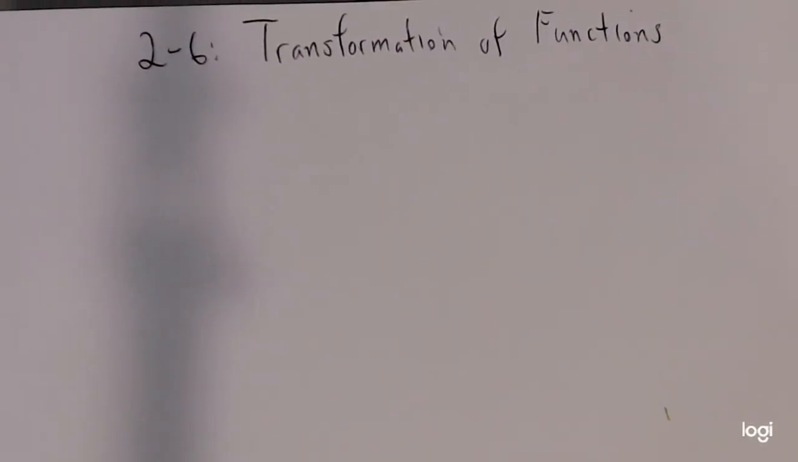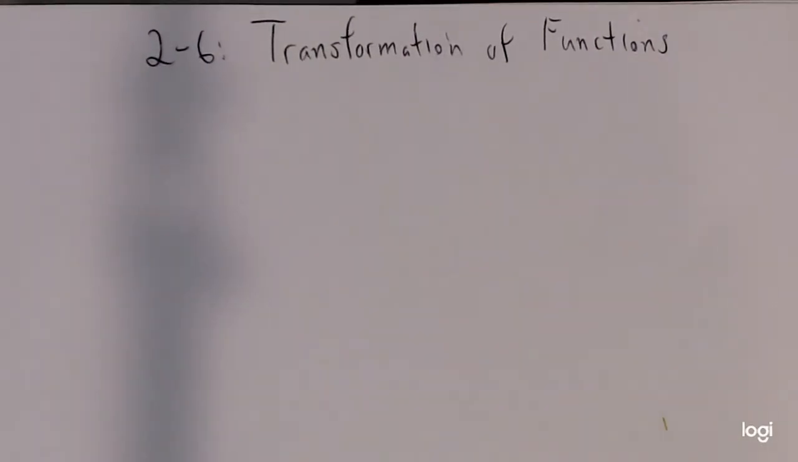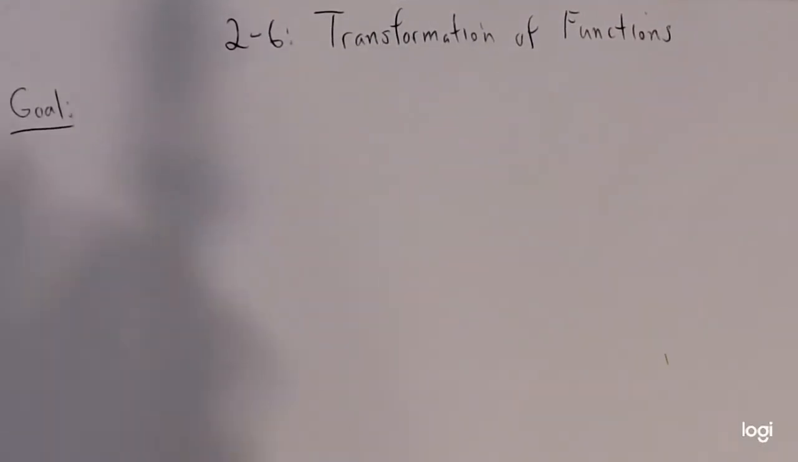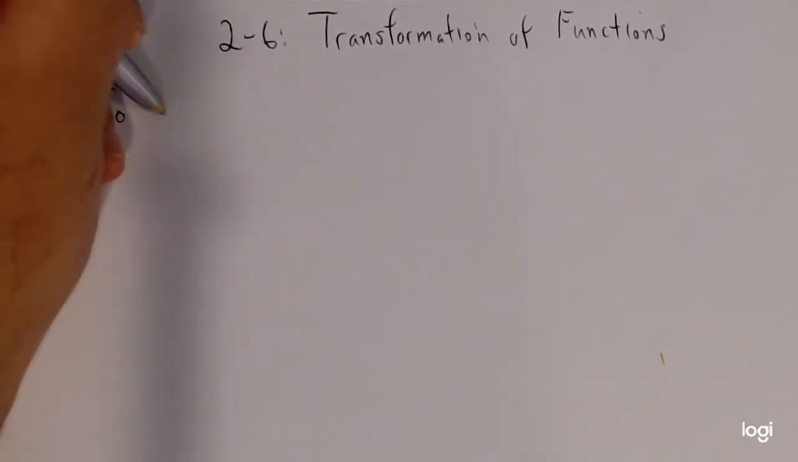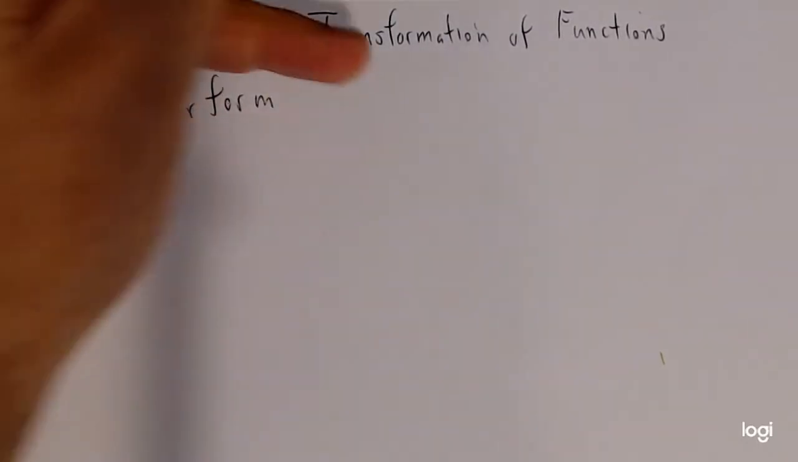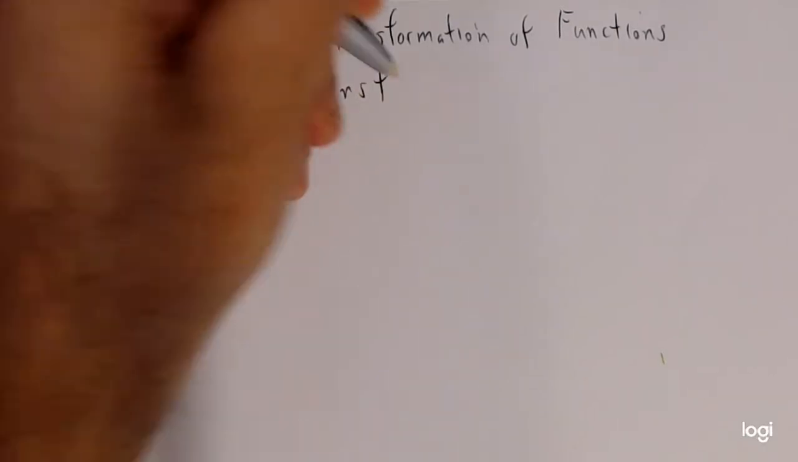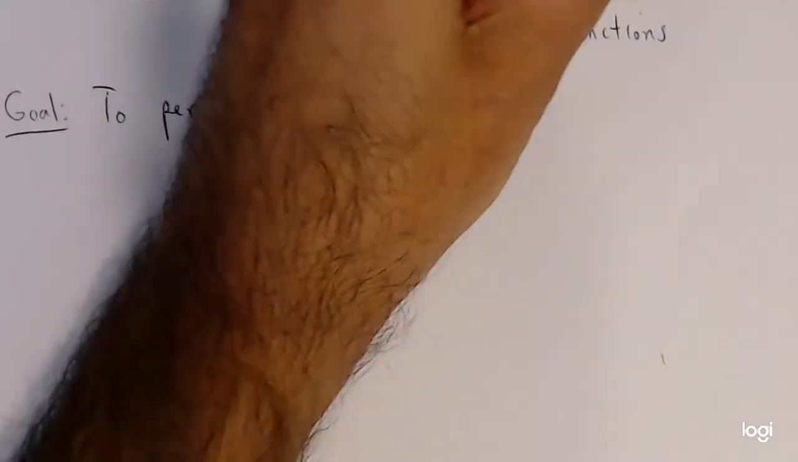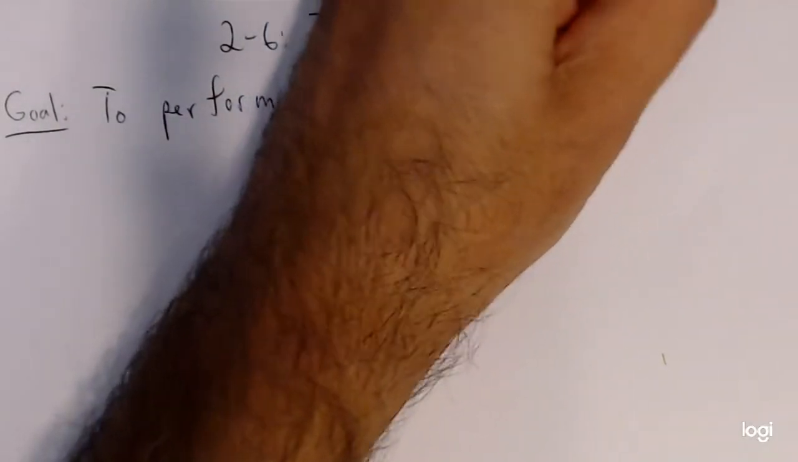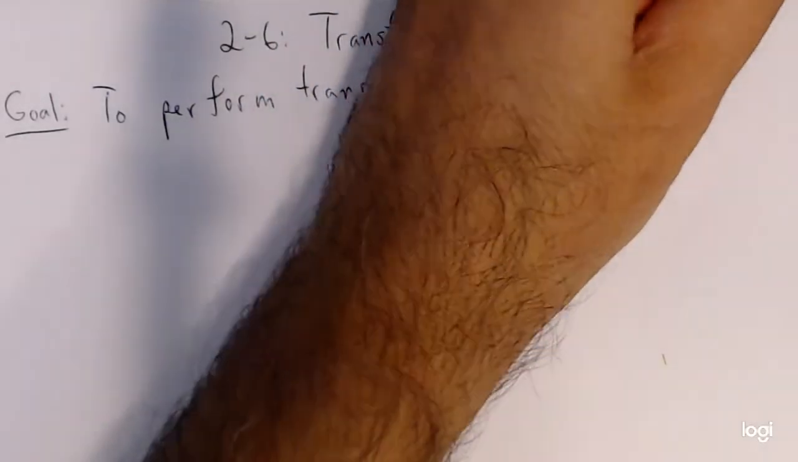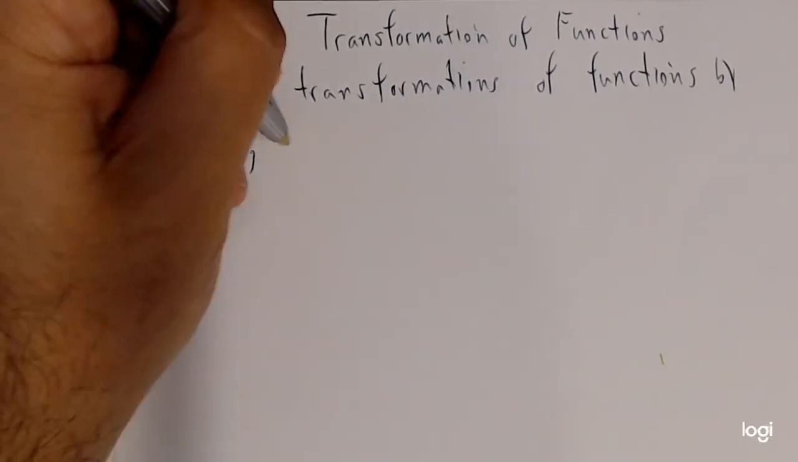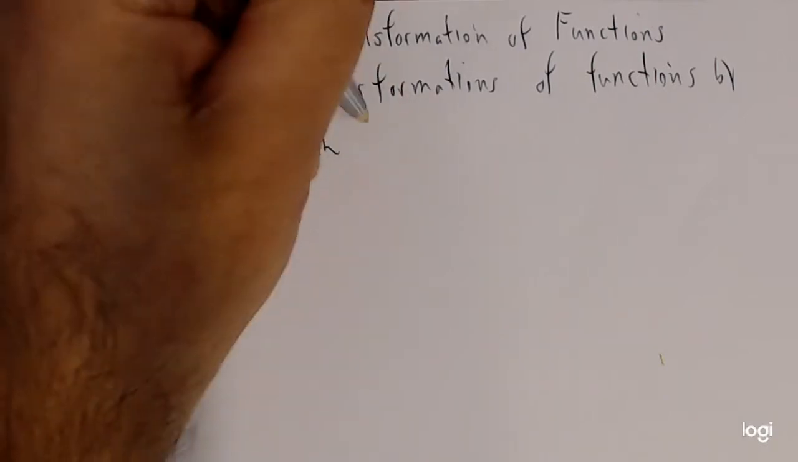Okay, so what we'll be talking about today is graphing functions by using transformations. To start off, let's zoom out a little bit so we see more of the paper. So we can then say the goal here is to perform transformations of functions by starting with their parent function.